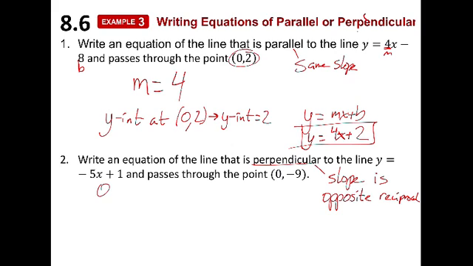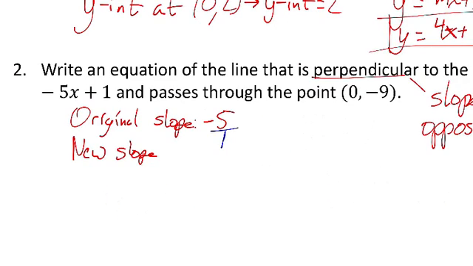So the original slope was negative 5. New slope, well, remember, when you see the number negative 5, you're going to really think of it as negative 5 over 1. Let me zoom in on this a little bit. So the original slope, negative 5 over 1.